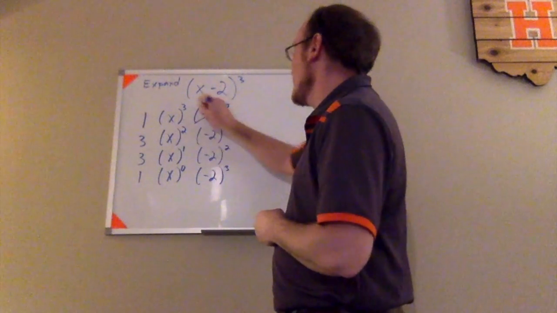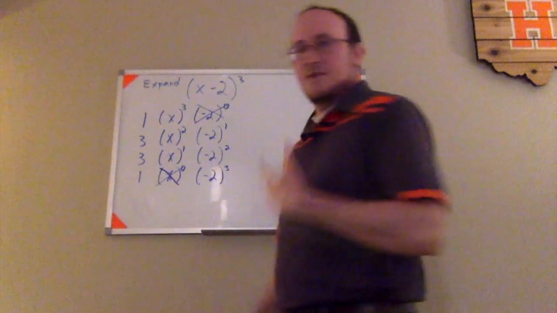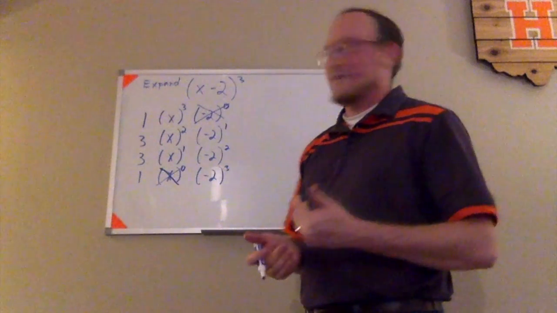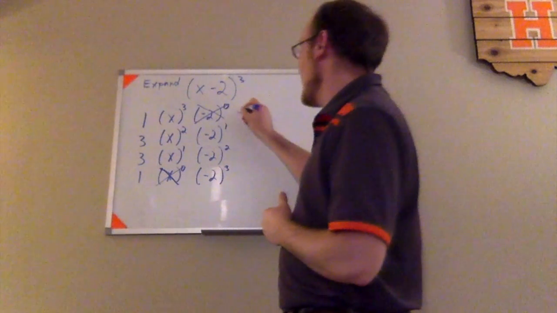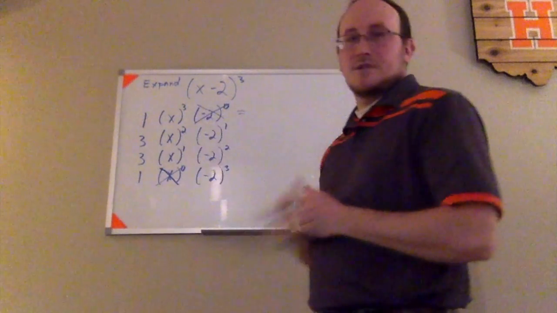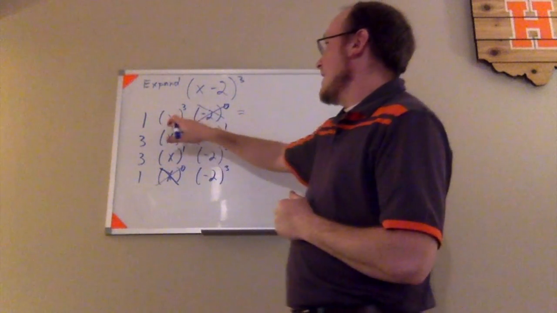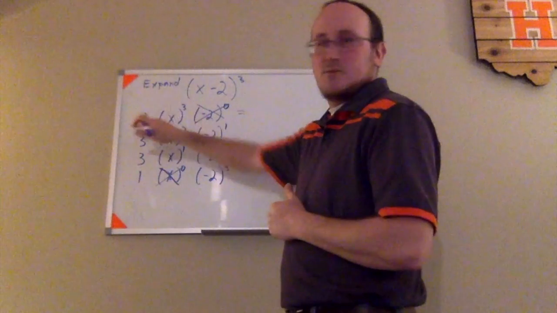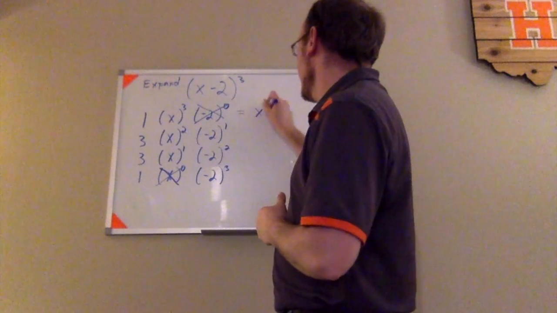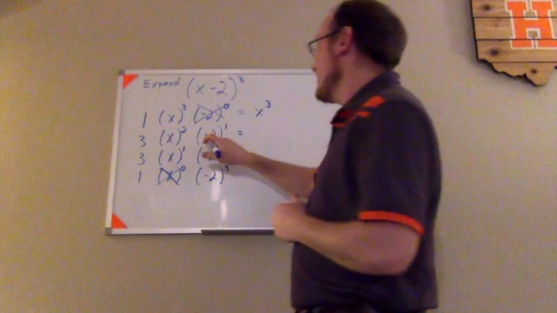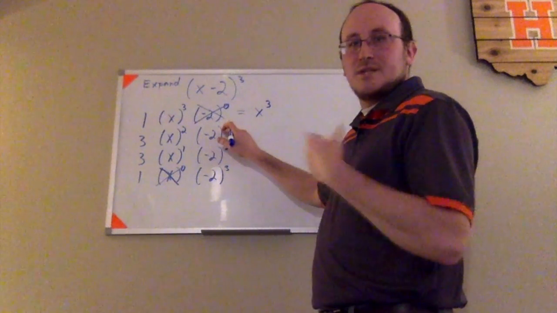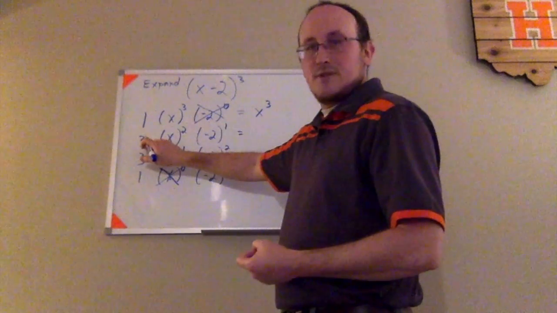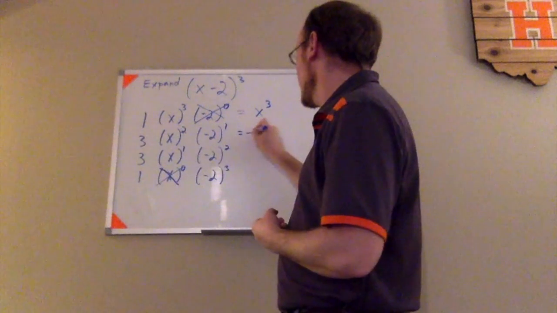These 0 power ones are going to evaluate to just be 1, so I can cross those off. They're not going to have any effect on this. And now I just need to go ahead and simplify each of these terms individually. Here I have x to the third power times 1, which is just x to the third. Here I have negative 2 to the first power, which is negative 2, times 3, which is negative 6, and then the x squared.